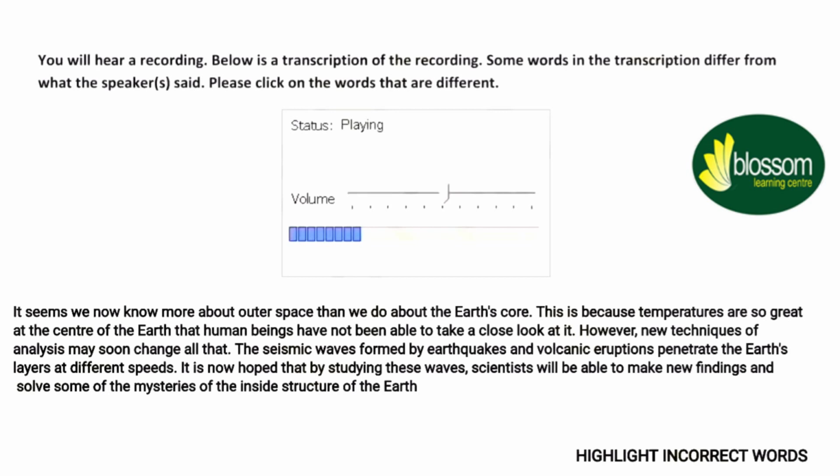The seismic waves created by earthquakes and volcanic eruptions penetrate the Earth's layers at different speeds. It is now hoped that by studying these waves, scientists will be able to make new discoveries and solve some of the mysteries of the internal structure of the Earth.